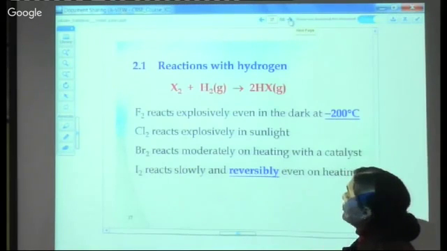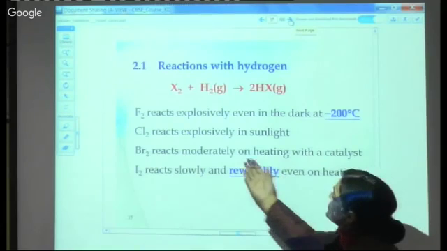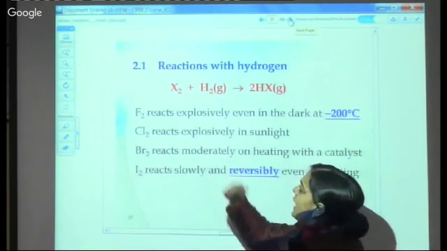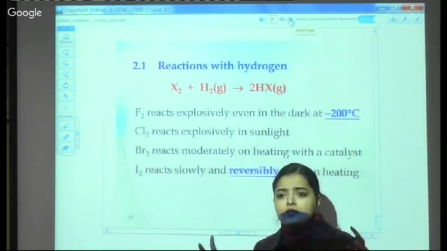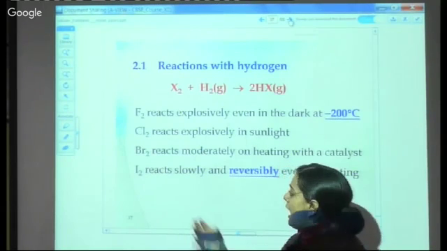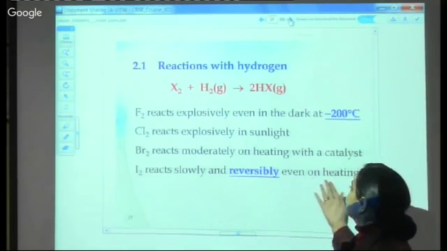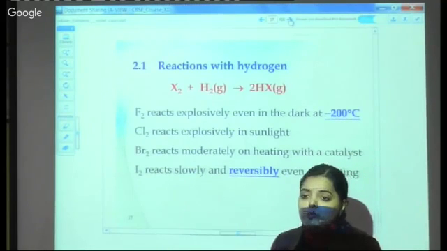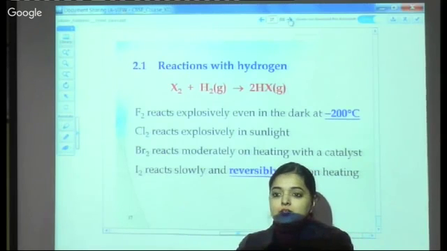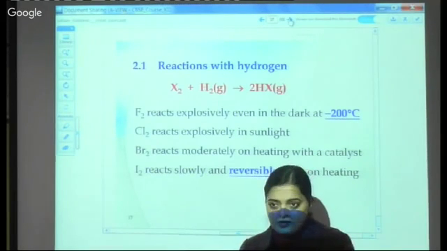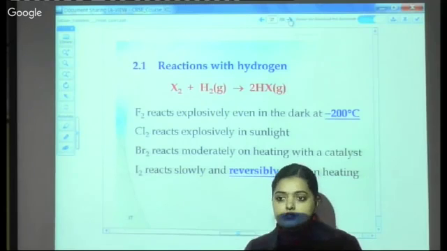Now, reactions with hydrogen. As you get to see with hydrogen, fluorine reacts most explosively. Explosively means very fast. And iodine reacts slowly and reversibly, even on heating. You need to provide some energy to let it react with the hydrogen, right? So the reactivity goes down as we go down the group.